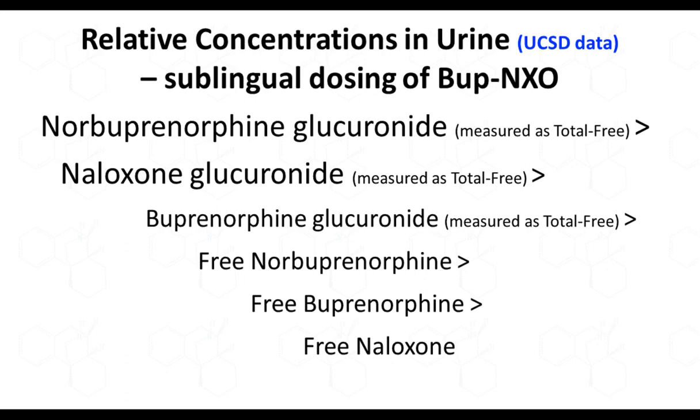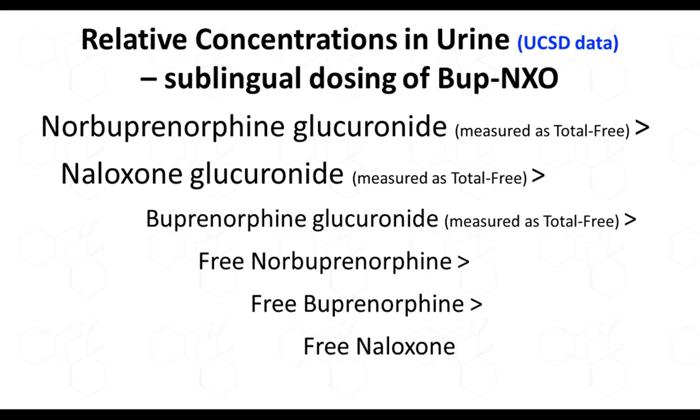If we look at the relative concentrations in urine, and this is data from our work here at UCSD, with sublingual dosing just of patients who are in treatment, norbuprenorphine glucuronide is the most abundant species in urine. Now, I should point out that we don't measure the glucuronide itself. We measure, as I just described, total norbuprenorphine and free, and then the difference between those two should be the glucuronide. Now, I've listed naloxone glucuronide as the second most abundant species, but in fact, in many samples, we see the concentrations are as high, if not higher. Again, this is for total minus the free as norbuprenorphine glucuronide. The buprenorphine glucuronide itself is actually a lower concentration, and lowest of all are the free concentrations. Free norbuprenorphine is higher than buprenorphine itself, and free naloxone is the lowest concentration.